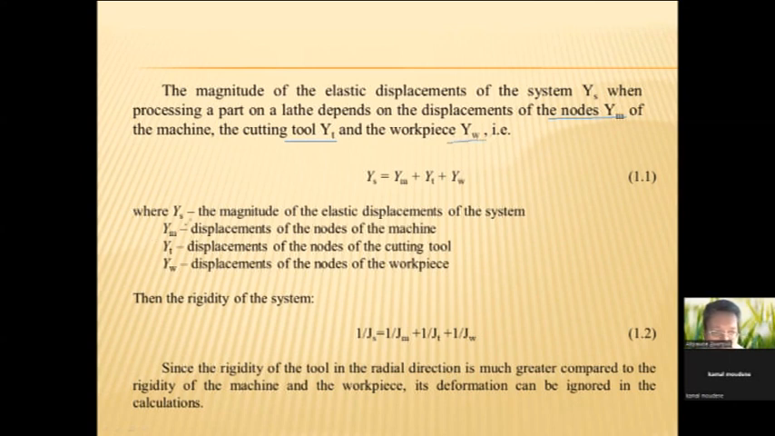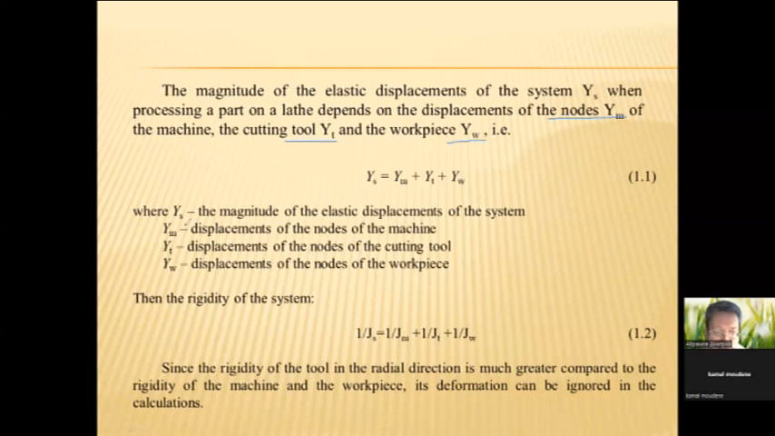Y_S, the magnitude of the elastic displacement of the system. Y_M, displacements of the nodes of the machine. Y_T, displacements of the nodes of the cutting tool. And Y_W, displacements of the nodes of the workpiece.